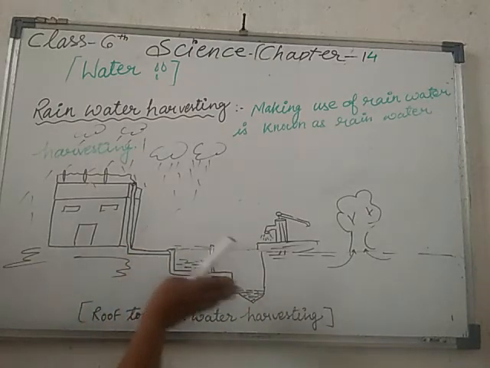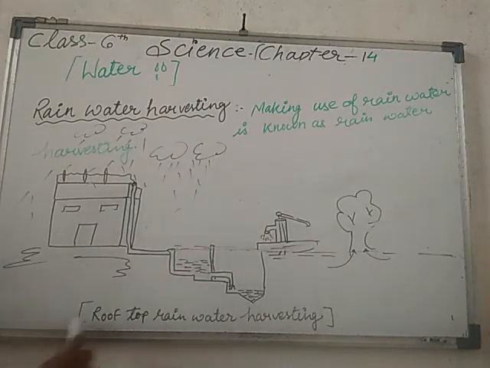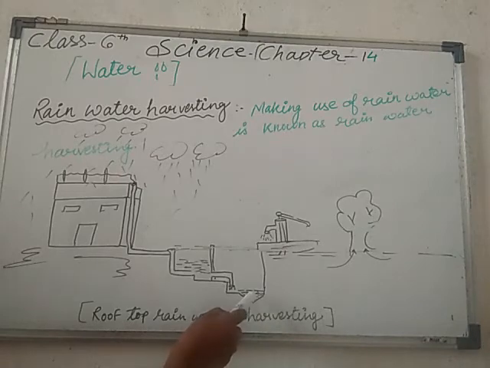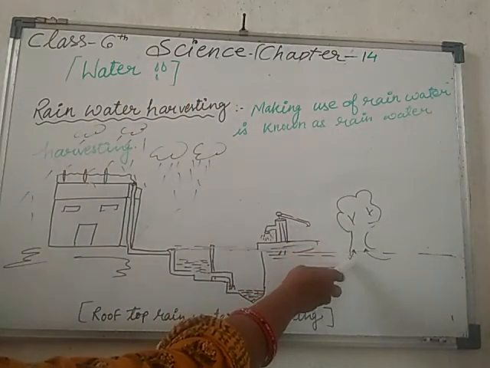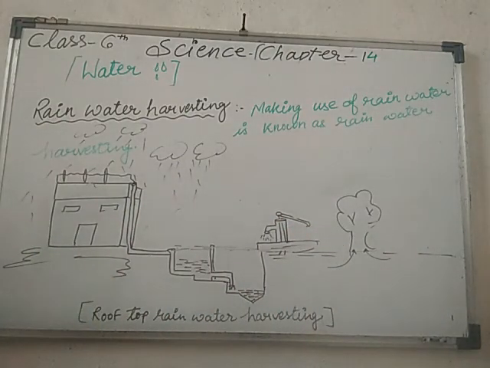Okay, and now only the clean water passes to the next stage. Now we will get the clean water here. This is known as rooftop rainwater harvesting. Okay, dear students, the water collecting here passes to the soil, and the roots of the soil also withdraw the water.